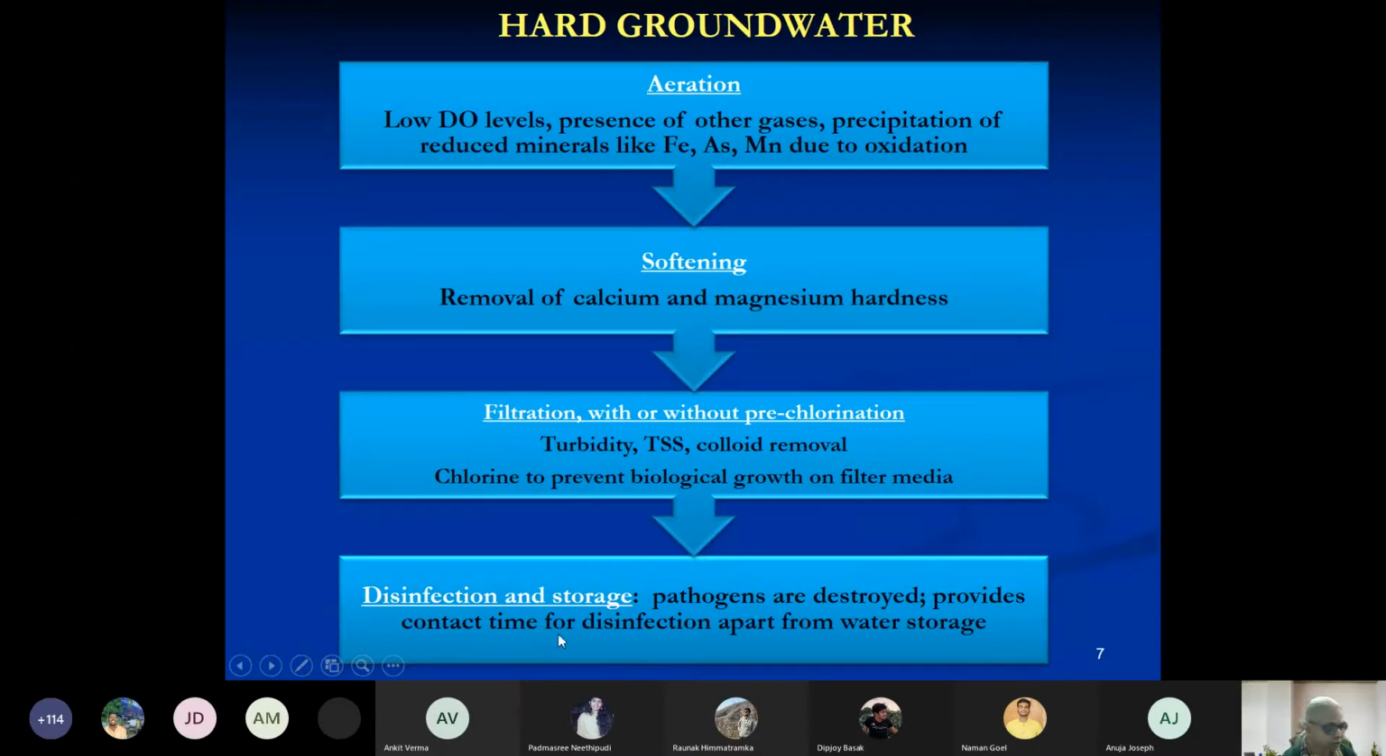Then we get disinfection and storage. That is the same as surface water. We want to store the water. We want to distribute the water. We want to make sure that the water that is stored and distributed is free of pathogens. So that is done by adding chlorine or ozone or UV radiation, depending on the point at which it is.